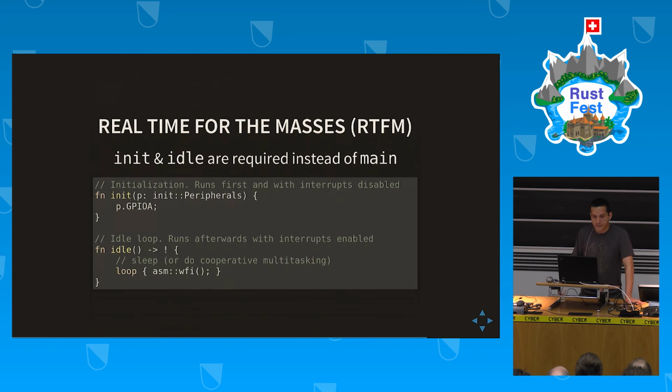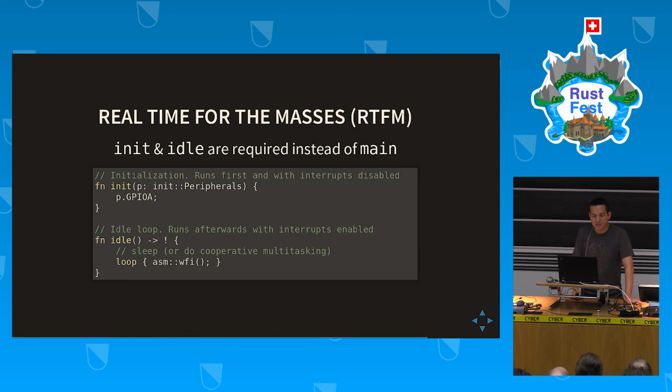So the app macro will expand into the main function. So the user will have to supply these two init and idle functions instead of the main function. So this init function will run first and will take care of initialization. And it has access to all the peripherals. And it will run with interrupts disabled. And after initialization has been complete, interrupts will be re-enabled, and you have this idle function. This idle function is a never-ending function, and you can do cooperative multitasking here.